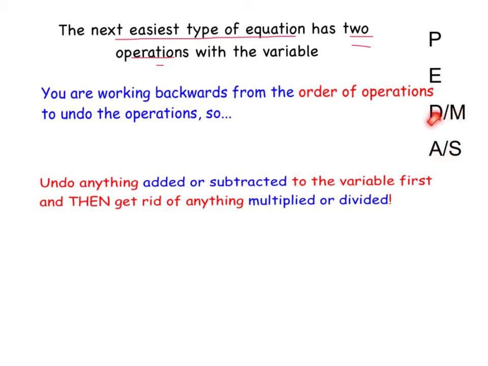So when you're solving two-step equations, you have to undo anything added or subtracted to the variable first, and then get rid of anything multiplied or divided.